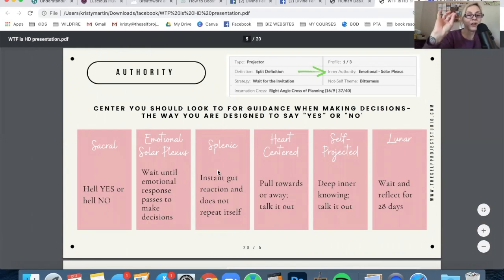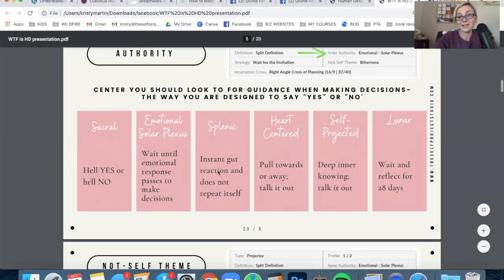If you're splenic, you're going to have this instant gut reaction and it does not repeat itself, because splenic is all survival based. It warns you once and then not again. And then it's survival of the fittest. If you did not listen, then you are going to get eaten by the tiger. Not that drastic nowadays. So then you also have heart centered. You're literally going to feel at your heart center a pull towards or away. So you are best to talk your decisions out with somebody that you trust. Self projected, you're just going to have this deep inner knowing. Like you're just going to know. You should talk it out too. Lunar, you got to wait and reflect for 28 days. I'm sorry, you got a real 28-day theme.